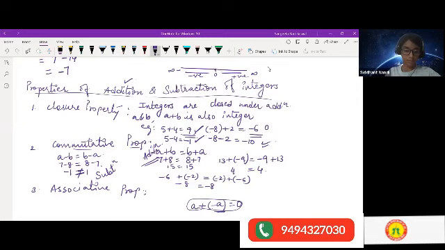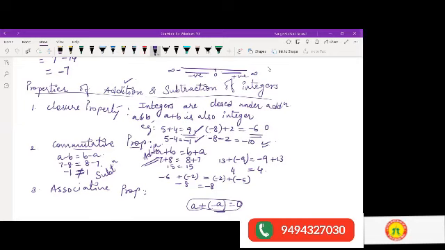So, closure property you understood? When you add two integers, you get your result also as an integer. When you subtract two integers, your result is also an integer. Same way, commutative property says that when two integers are added in a different order, even when their order is changed, the answer remains the same. When I do a plus b and b plus a, my answer remains the same. Right? This was addition.